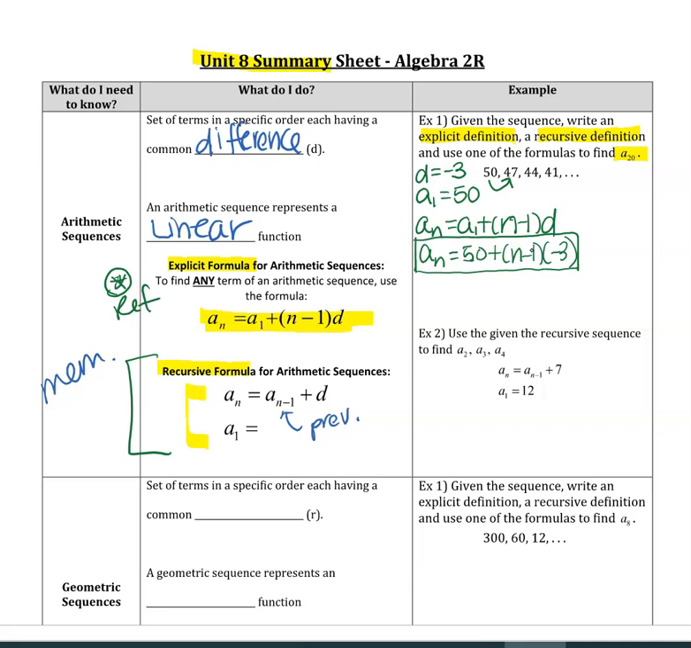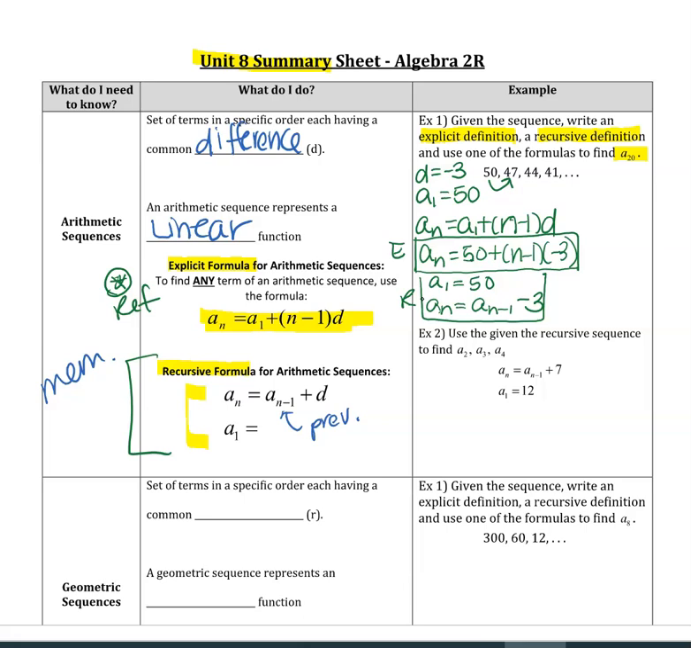Now, a recursive formula has two parts. You state your first term, which in this case is 50. And then if you want the next term of the sequence, you're going to take the previous term and do what with it? You're going to take away 3. And that's your recursive formula. So again, first guy was explicit, second guy was recursive.